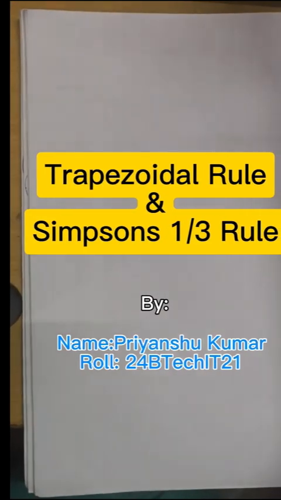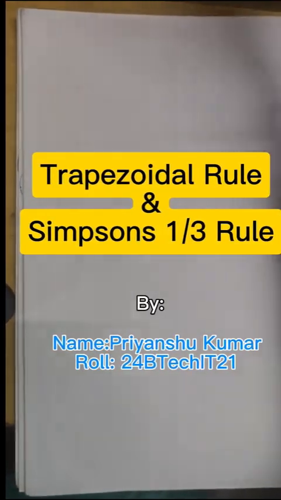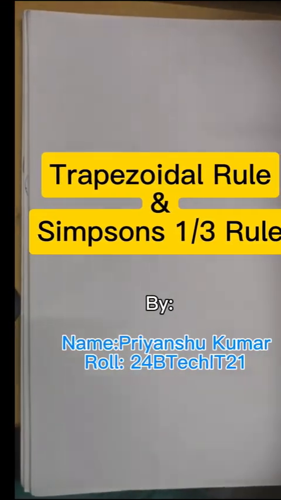We are going to explore two prominent numerical methods used to approximate definite integrals. First, the trapezoidal rule, and second, Simpson's one-third rule. Both methods are essential when solving integrals that cannot be solved easily with elementary functions. So first, let's look at the trapezoidal rule.